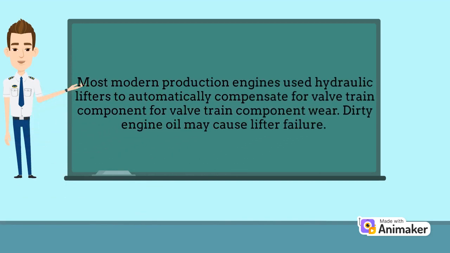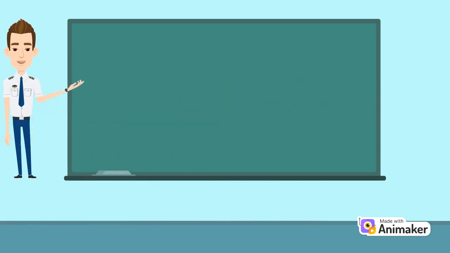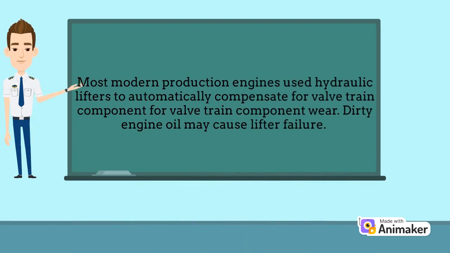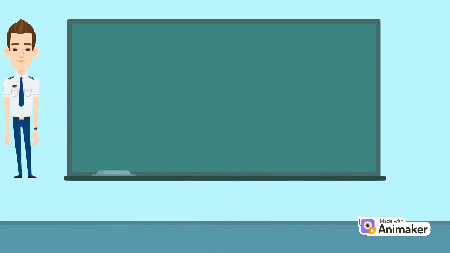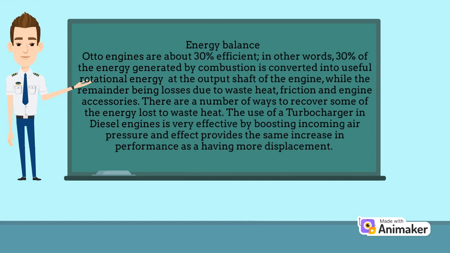Most modern production engines use hydraulic lifters to automatically compensate for valve train component wear. Dirty engine oil may cause lifter failure. Energy balance. Auto engines are about 30% efficient. In other words, 30% of the energy generated by combustion is converted into useful rotational energy at the output shaft of the engine, while the remainder is lost to waste heat, friction and engine accessories.